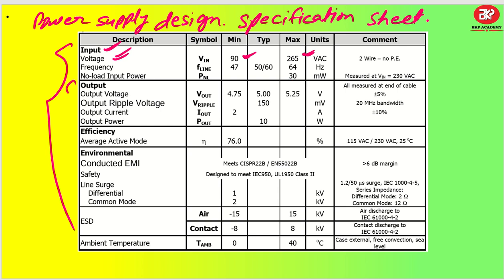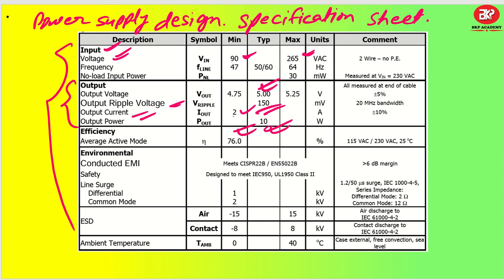Now what is the output rating? Output voltage will be 5 volt, output ripple voltage will be 150 millivolt, and the output current is going to be minimum 2 amperes, okay? We have output power, so 5 into 2, that is 10 watt. Got it? Now this has very good efficiency also. So efficiency we are going to limit to 75% or 76%, okay?